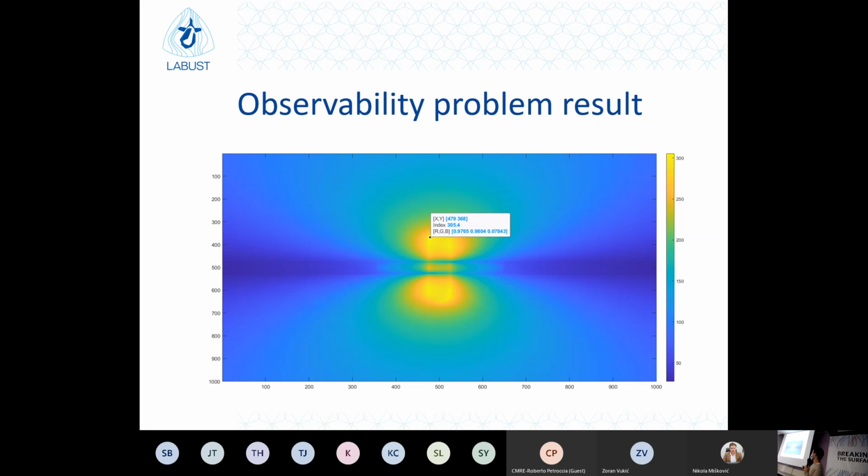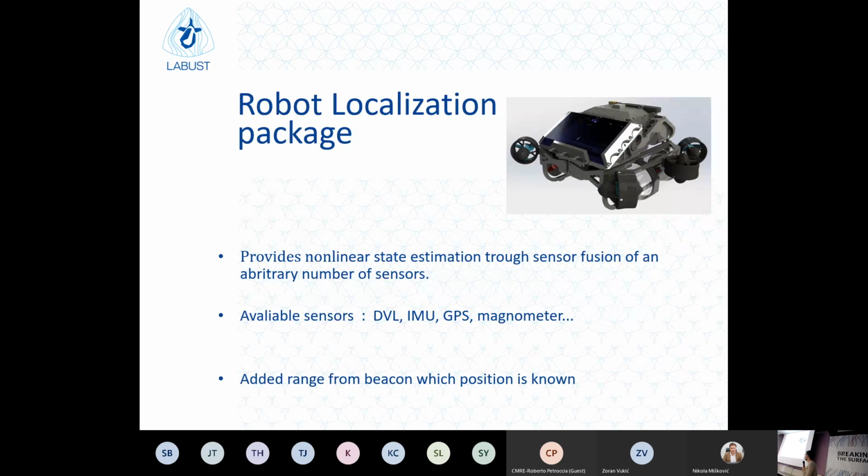And this is very important, as you can see in the trajectory itself, you get the worst results if you place a beacon on the trajectory of the vehicle. So what we did next is we took a robot localization package, and the robot localization package provides nonlinear state estimation through fusion of different sensors, and it has a lot of sensors. It has IMU, pressure sensor, magnetometer, etc. But it did not have range. It did not accept range measurement.